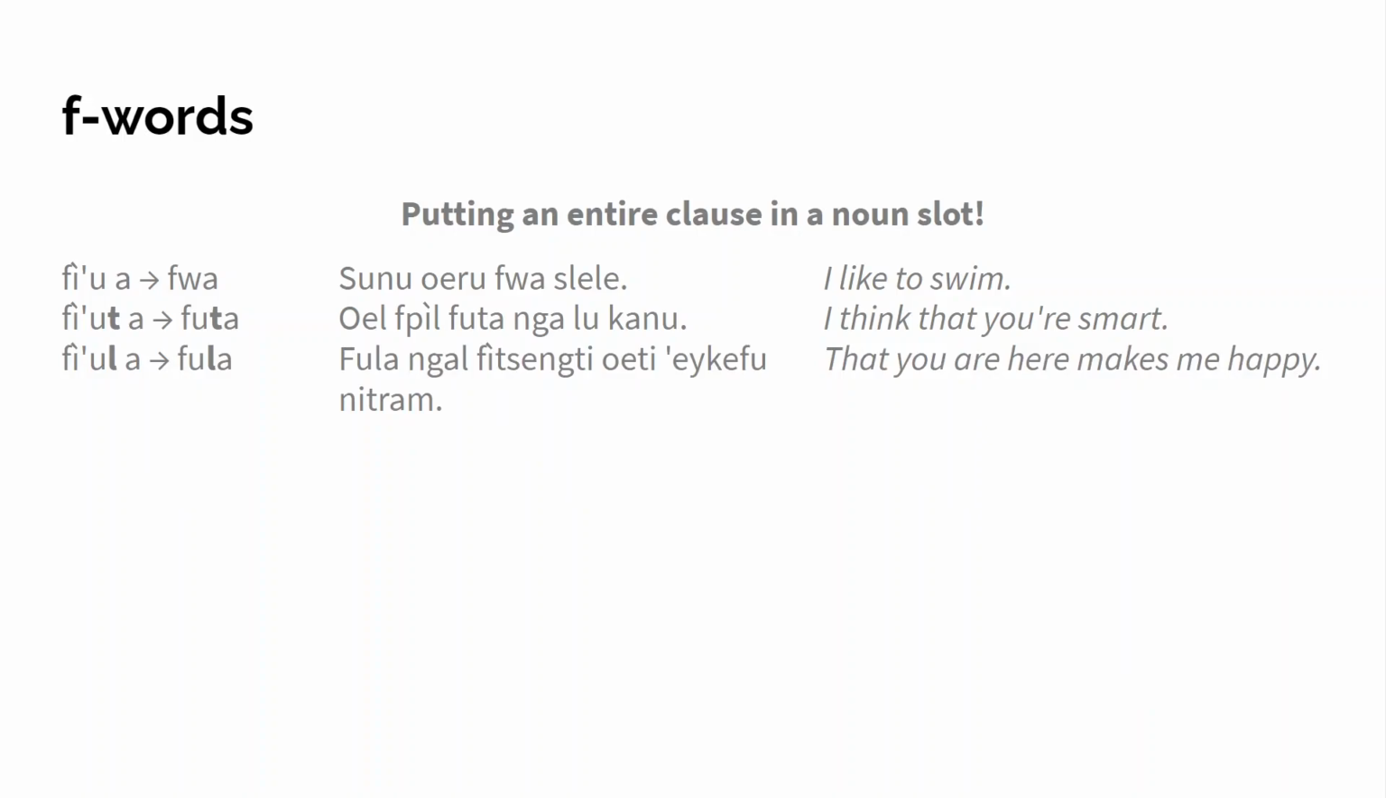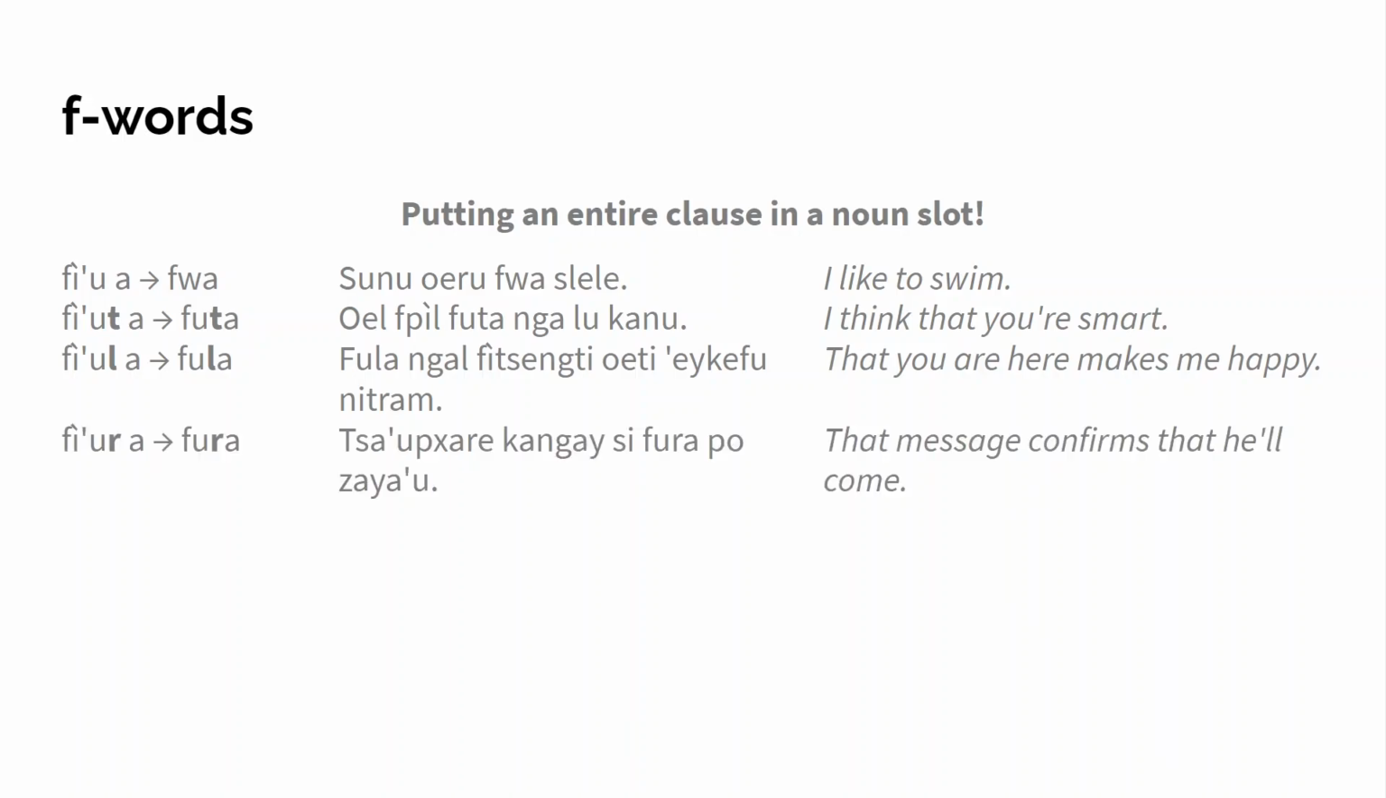Feola becomes fula. Fula ngal fecengti, wedi ekefunitra. That you're here makes me happy. The thing that causes me to be happy, ekefu, gets the L ending because it's the subject. What causes me to be happy? That you are here. Therefore, to put this entire clause into the subject position, we need a fula.